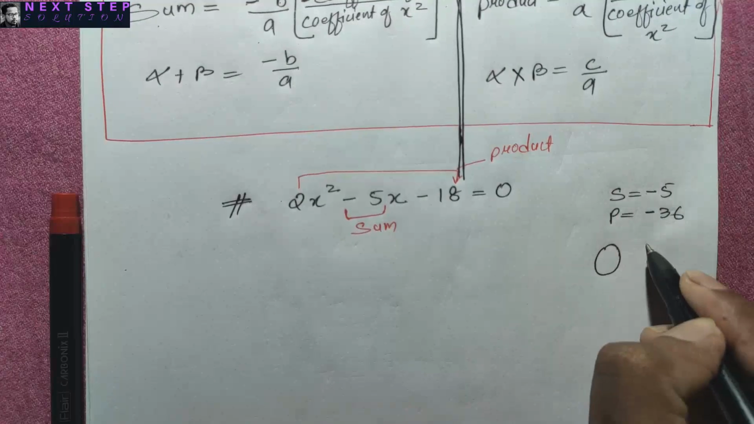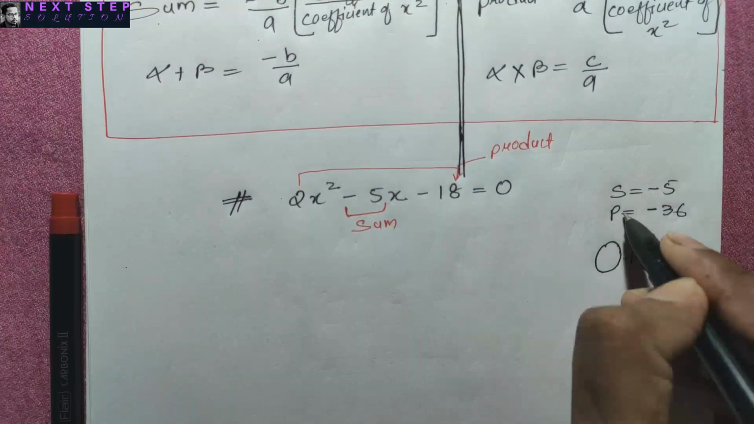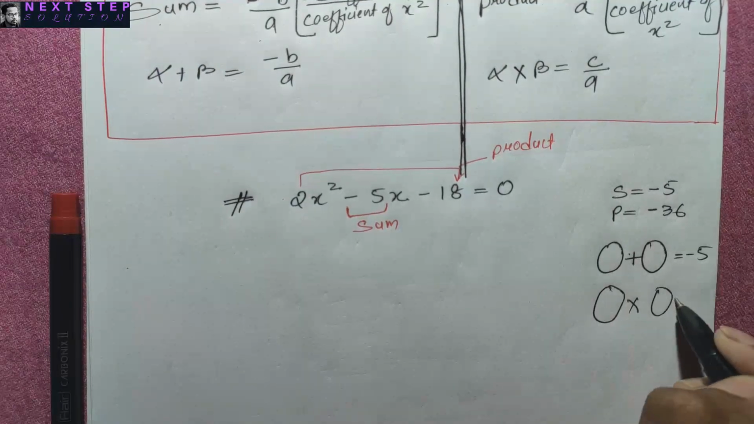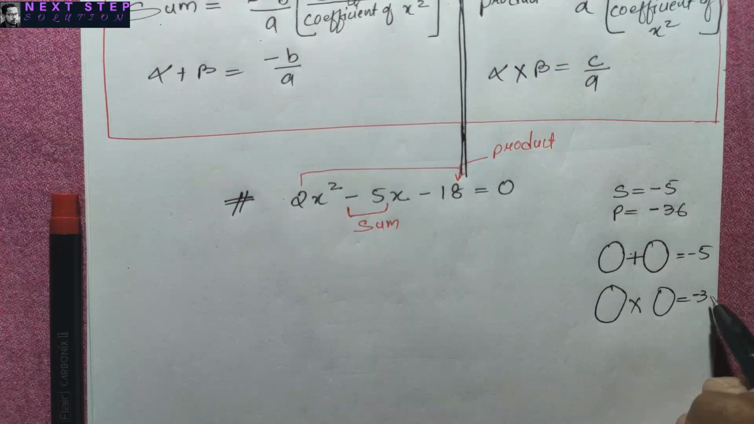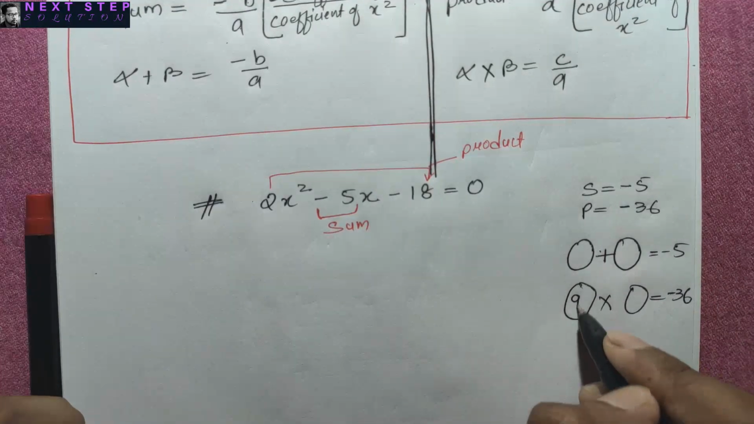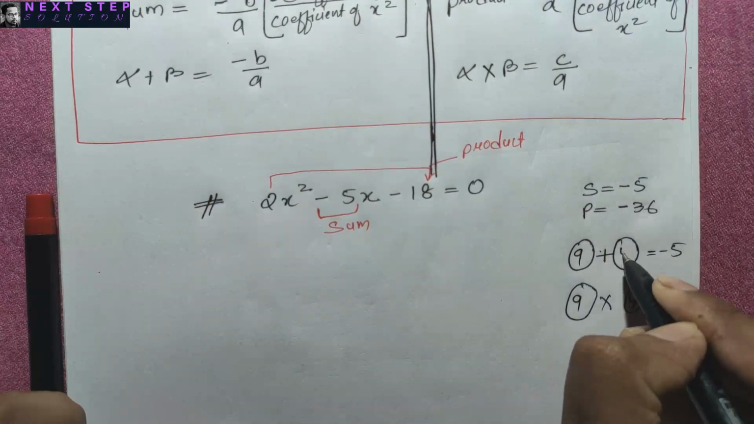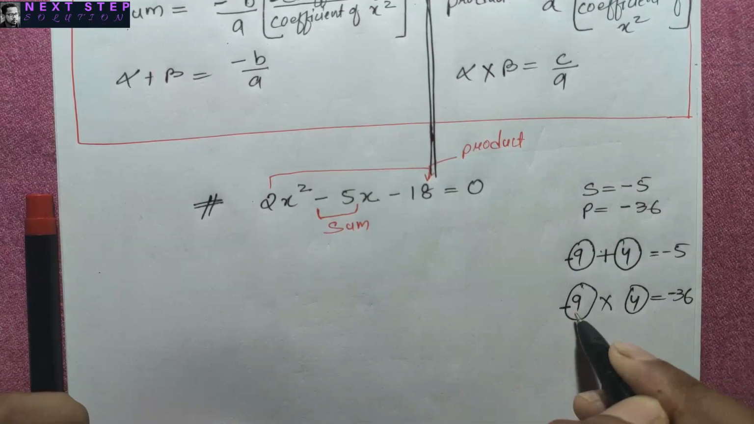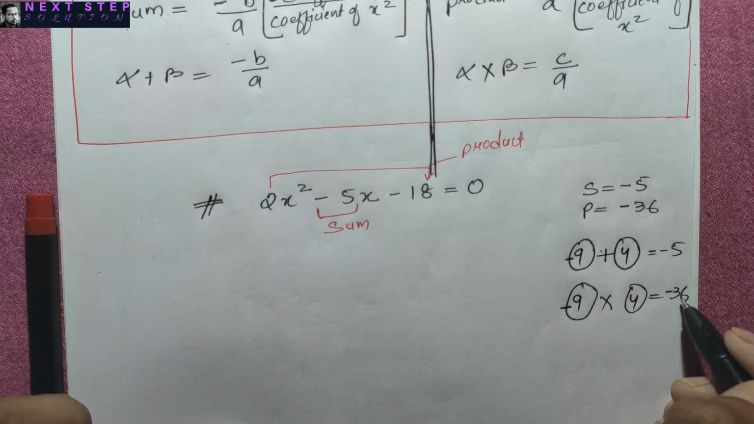Now we have to take two numbers such that after adding them we should get minus 5. The same numbers after multiplying should give minus 36. Now 36 comes in the table of 9. 9 fours are 36. We can take 9 and 4 and get 5. To get minus 5, 9 has to be minus. Minus 9 into 4 will give you minus 36.